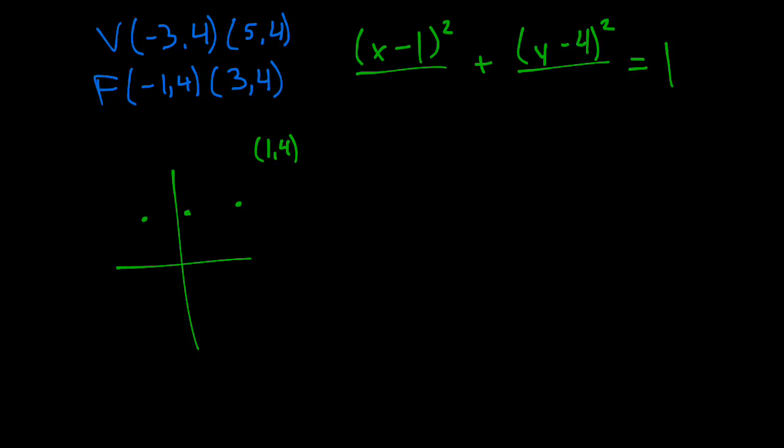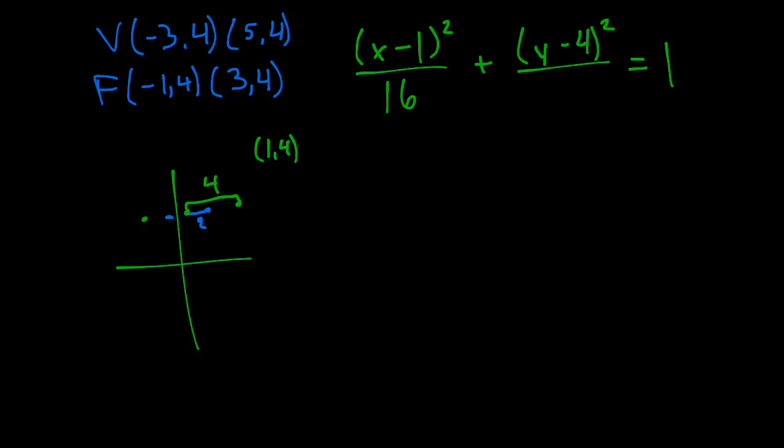The next piece we'll plot is the foci. Our foci are at (-1, 4) and (3, 4). So we have two different radii to look at. The distance from the center to our foci, from 1 to 3, is 2. And then the distance to our vertices, our x radius, from 1 to 5, is 4. So our x radius is 4, which means we should have x squared over 16, because that would give us an x radius of 4.